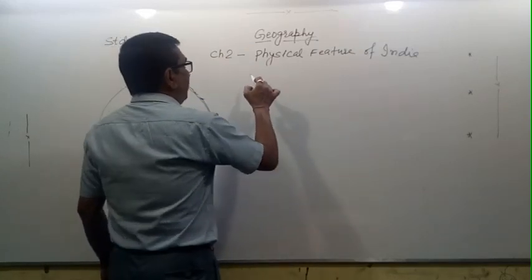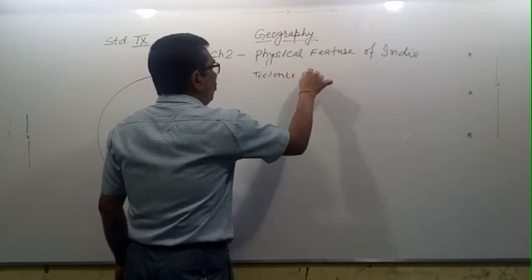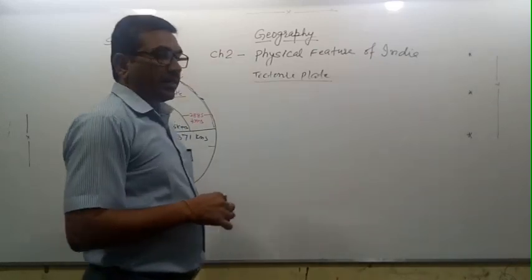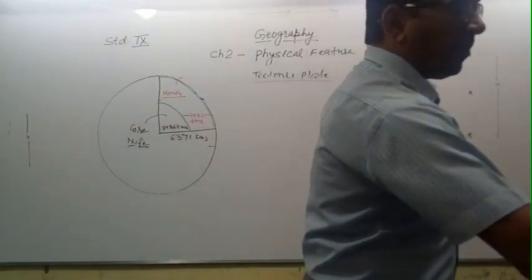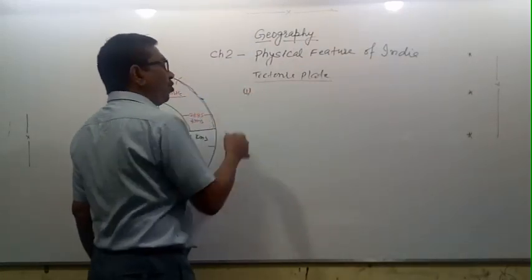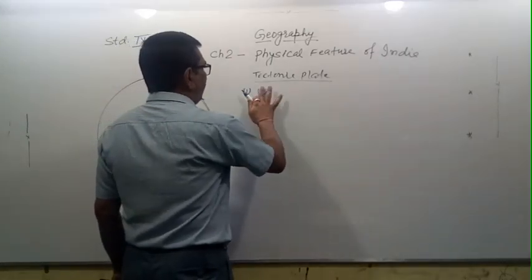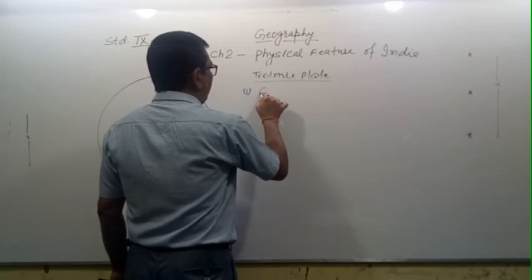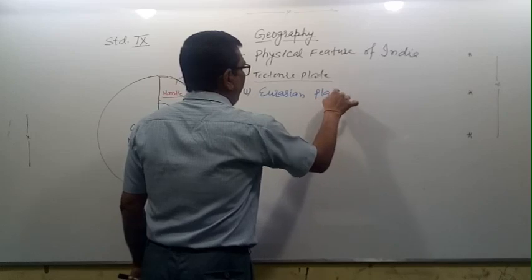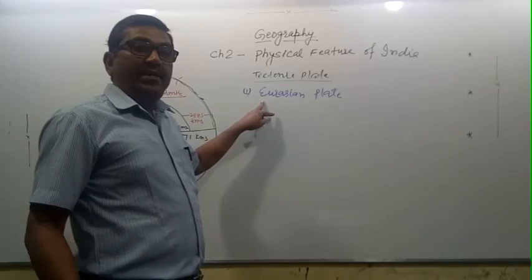These 7 tectonic plates, which were the 7 major tectonic plates. The 7 major tectonic plates were: Eurasian plate. This is a very big plate.